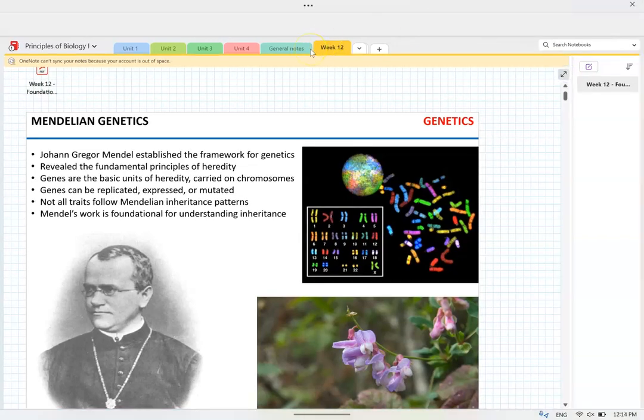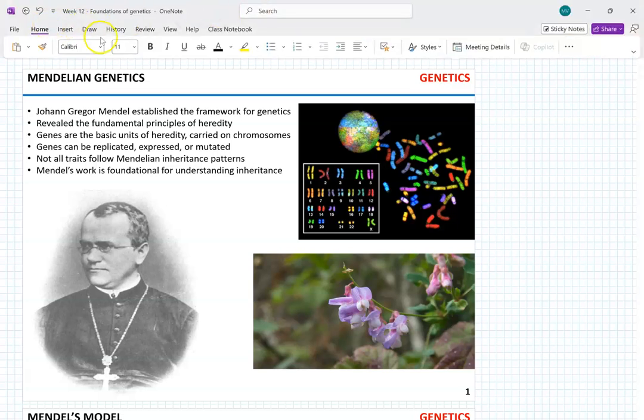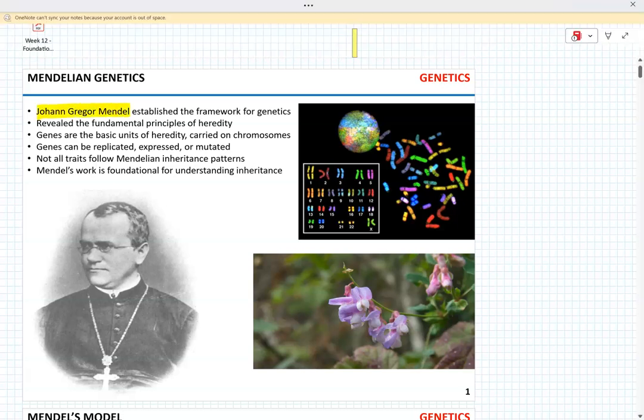In today's lecture, we're going to talk about the foundations of genetics, the historical discoveries that were made in the late 19th, early 20th century, and the modern understanding of the genetic processes. So the genetics that we're going to talk about for the most part is referred to as Mendelian genetics because the monk Mendel established the framework for this science.